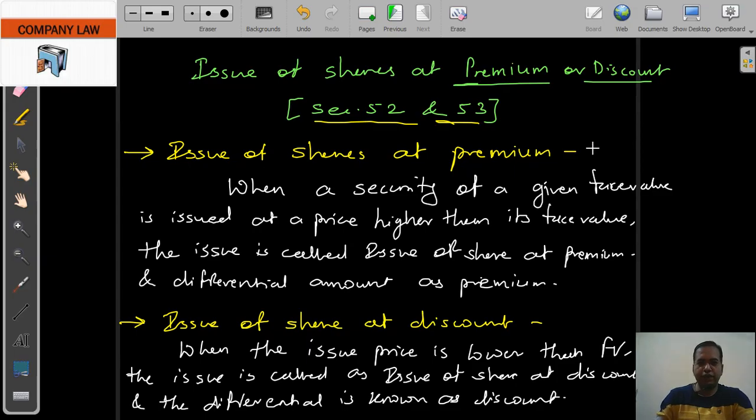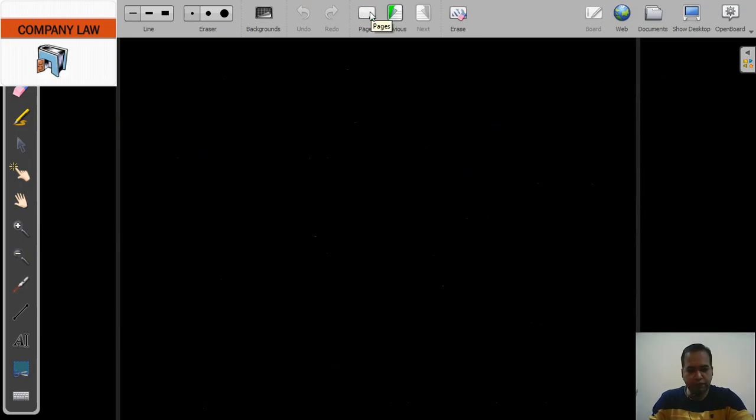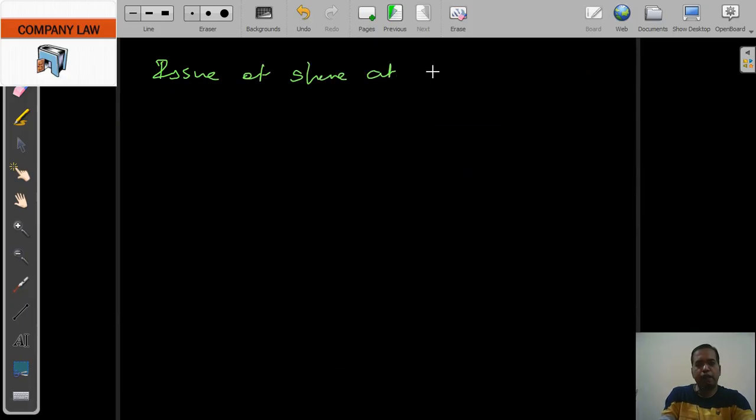So basically, you need to understand, this is defined under section 52 and this is defined under section 53. Okay, so these are the two sections. So issue of share at premium, let's try to quickly understand the provisions relating to it.